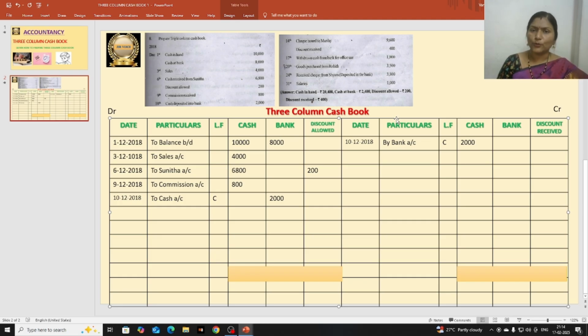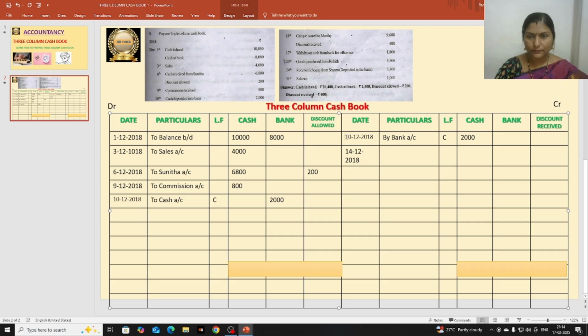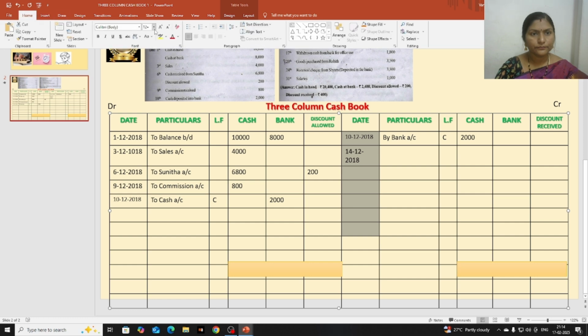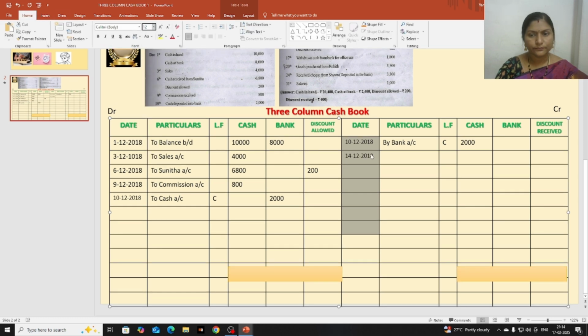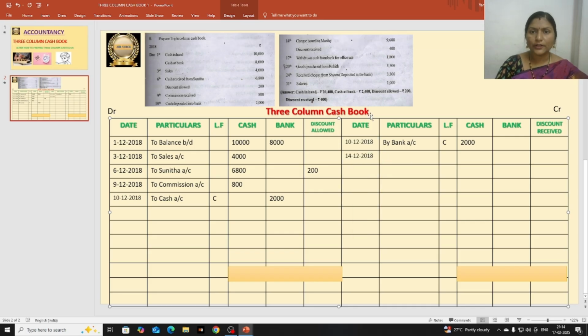You take it as cheque paid to Murthy or issued. So given. Who is giving the cheque? The business. If the business is giving a cheque to Murthy, instead of cash, what is going out? Cheque. So something is going out, and we should record it on the credit side. So on the credit side, record the date, 14th date, 14-12-2018.